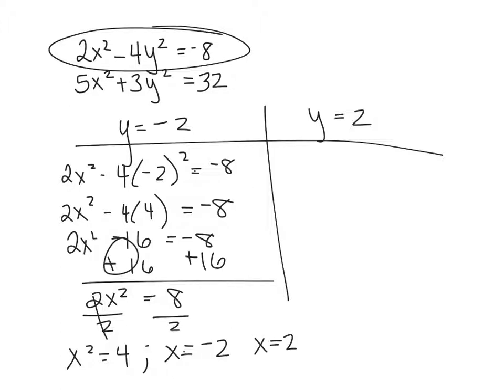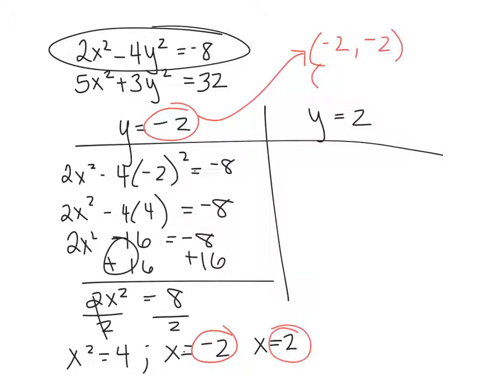So that means that when y is negative 2, we have two different values for x. That means we have two different ordered pairs. The first ordered pair is negative 2, negative 2. The second ordered pair is 2, negative 2.